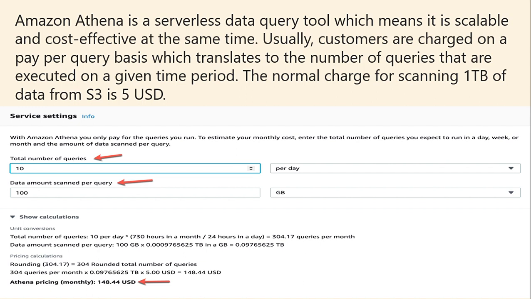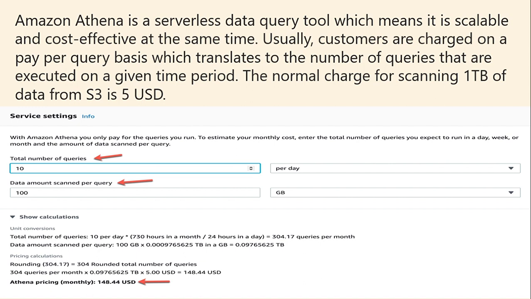So it is pay per query basis, which is translated to the number of queries that are executed in a given time period. The normal charge for scanning 1 TB of data from S3 is just 5 USD. So you can see here the total number of queries per day and the amount of data that will be scanned, and based on that the cost is calculated.